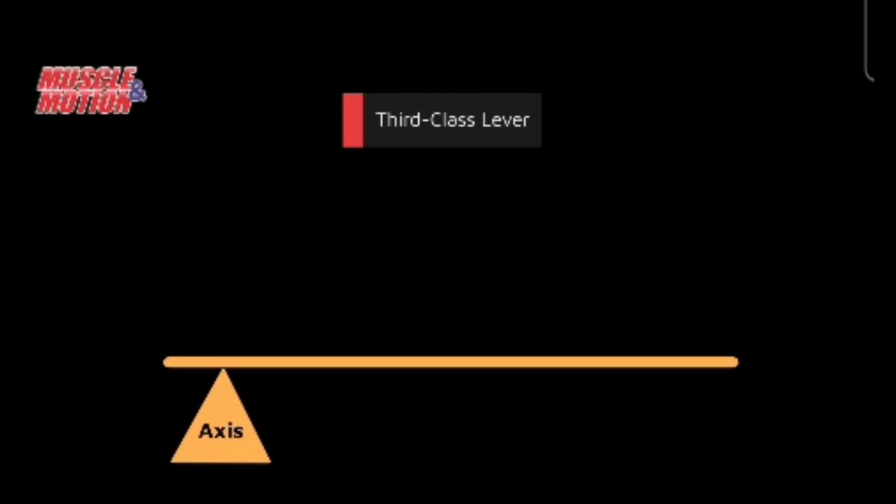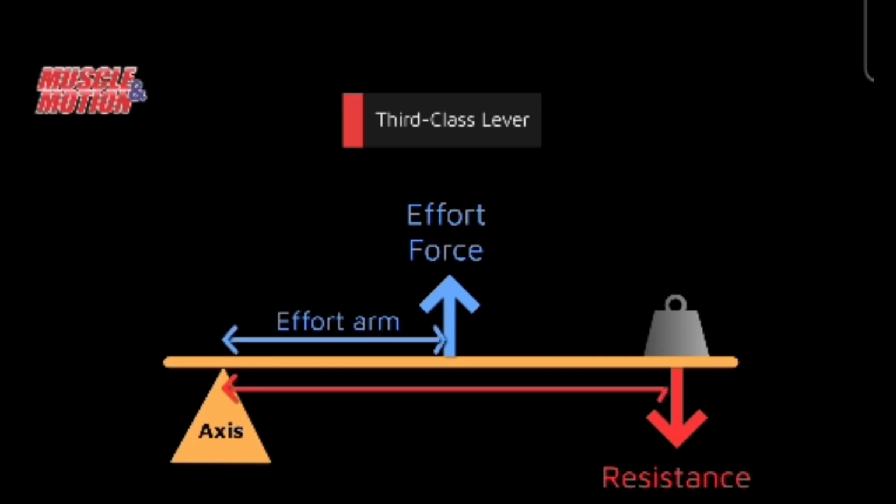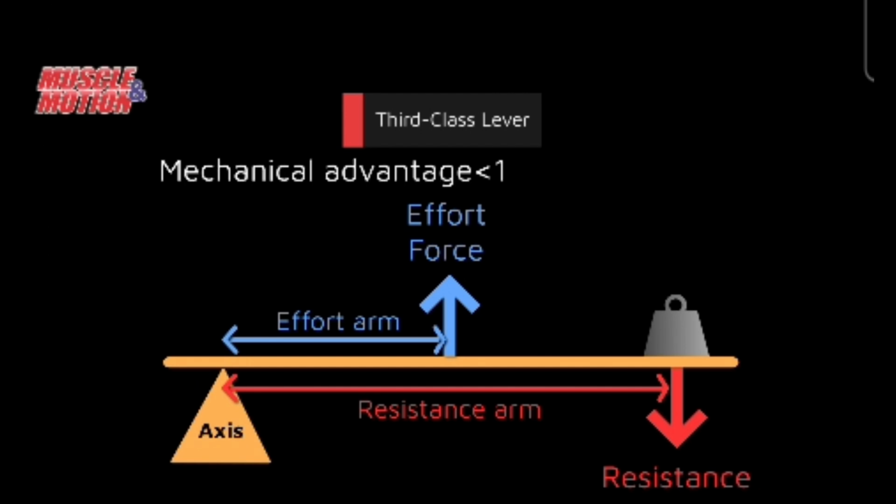Third-class levers. The human body commonly utilizes third-class levers where the force is applied between the resistance and the axis. Since the effort arm is always shorter than the resistance arm in a third-class lever, a greater amount of force is required to move the weight, but it will travel a greater distance. As a result, the mechanical advantage of a third-class lever is always less than 1.